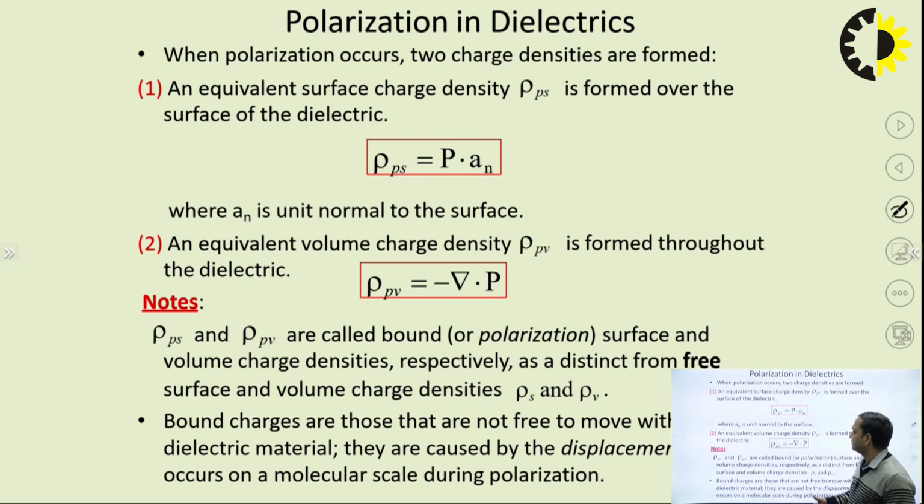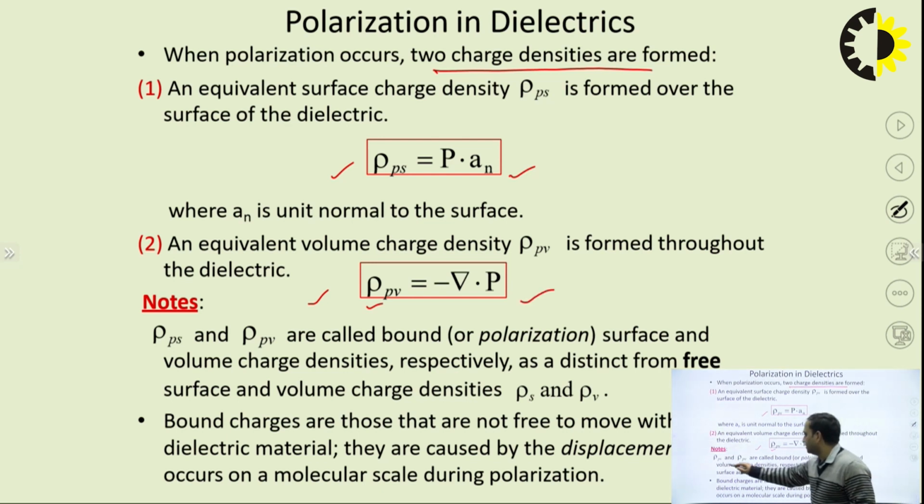Here we have some formulas which are important. If you are interested, you can go through them. Polarization occurs when two charge densities are formed. The equivalent surface charge density is rho_PS = P · a_n, and in terms of divergence, rho_PV = -∇ · P. These rho_PS and rho_PV are called the bound surface and volume charge densities, right?